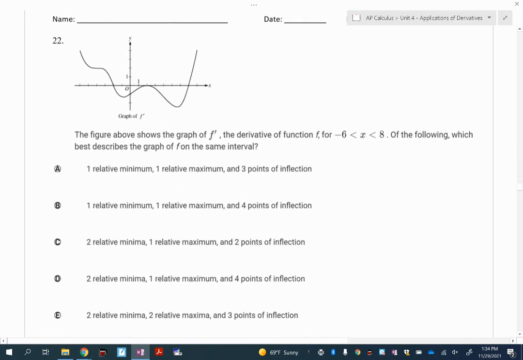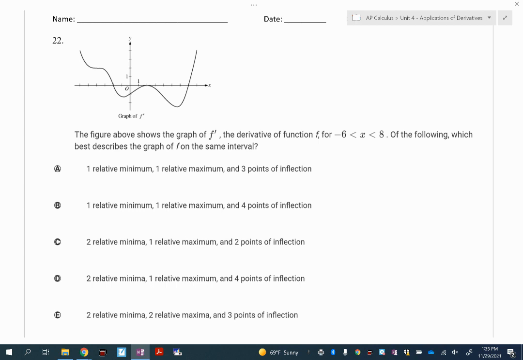Number 22 gives us the graph of the derivative of our function f between -6 and +8. It says, of the following, which best describes the graph of the function f on the same interval. If you look at all the answer choices, you've got some possibilities for relative minimums, relative maximums, and points of inflection. I'm going to start with the minimum and the maximum here. When I look at the graph of the derivative, similar to what we talked about in many problems in the first part, the sign of that is going to tell you where your original function is increasing and decreasing.